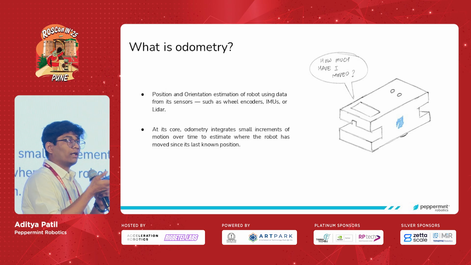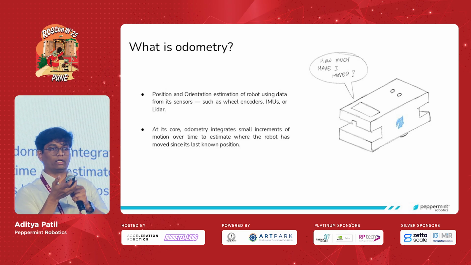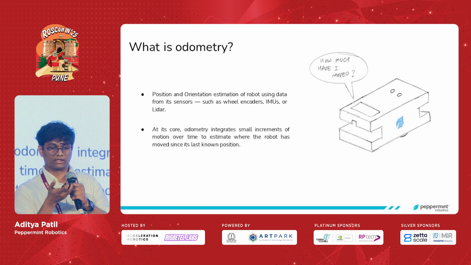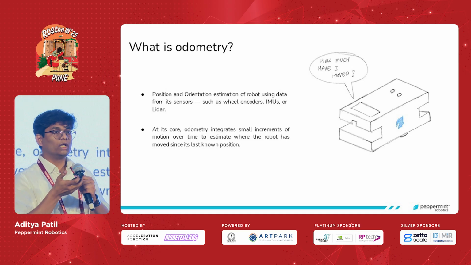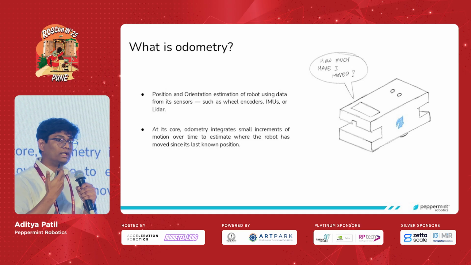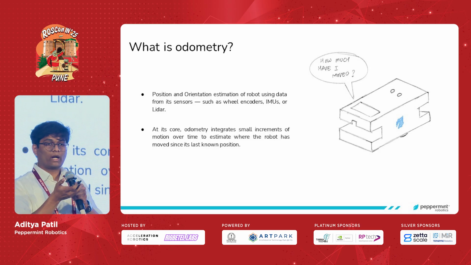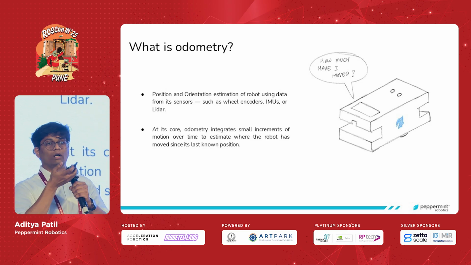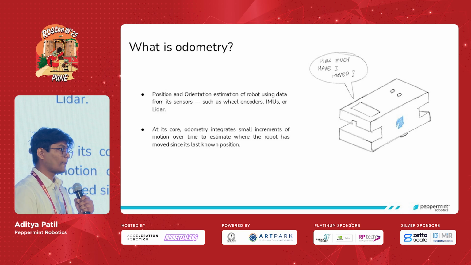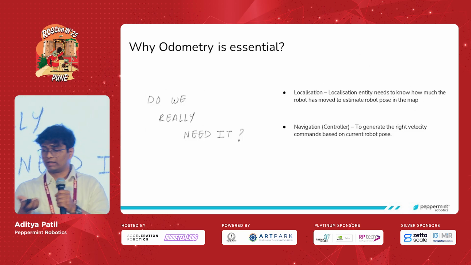And from an algorithmic perspective, if we try to understand how odometry works, at every iteration of your sensor, or if you're running it in a while loop, you try to figure out how much the robot has moved from the initial state. You accumulate this information and then you provide this to all the subsequent systems in your robot. Now you may wonder, why do we really need odometry? What is the need of odometry?